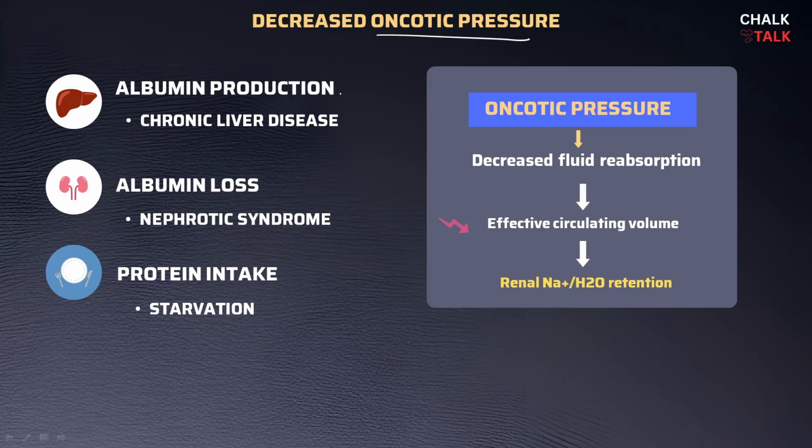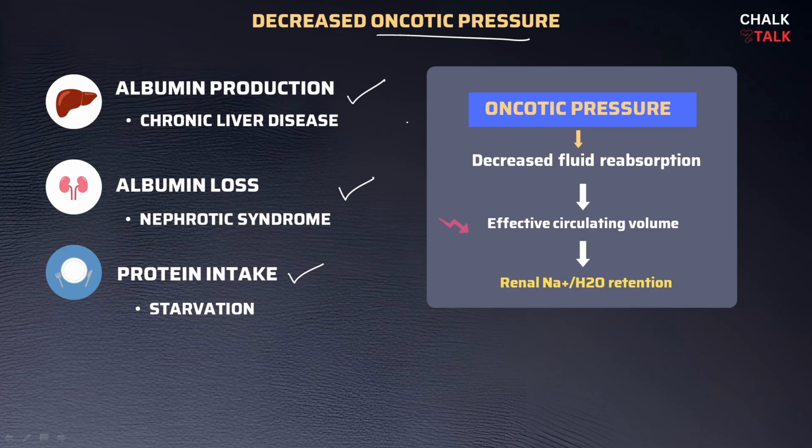So here's where problems begin: albumin production. In chronic liver disease such as cirrhosis, the liver cannot make enough albumin. It is like the sponge effect inside the vessel is shrinking. There is less pull to keep fluid in the vessels. Next is albumin loss. In conditions like nephrotic syndrome, the kidneys leak albumin into urine. Again, the sponge effect here is being drained away, right? Then protein intake. So in severe malnutrition or starvation, the body does not get enough raw materials to make albumin. The sponge effect here never fills up properly.